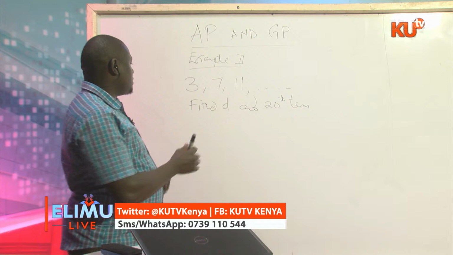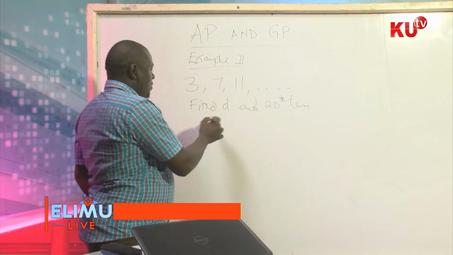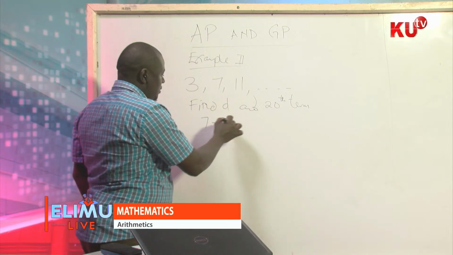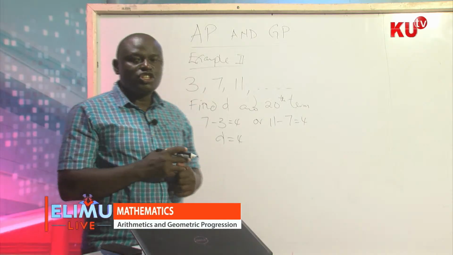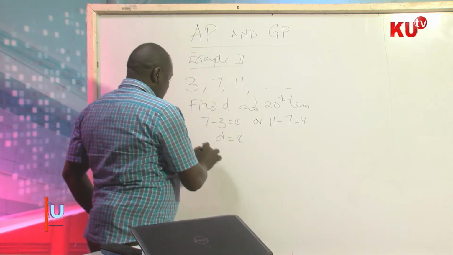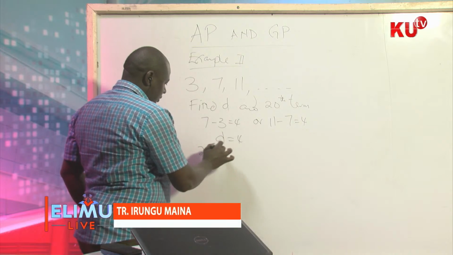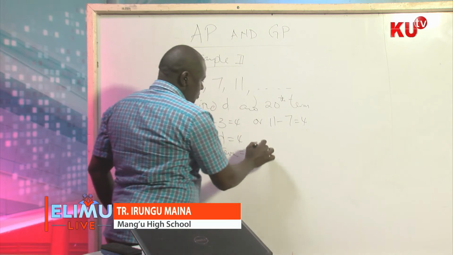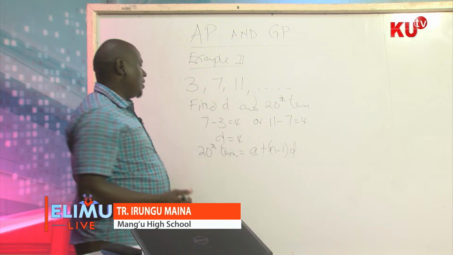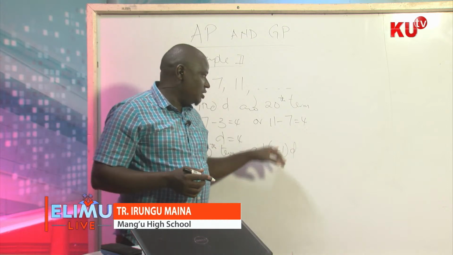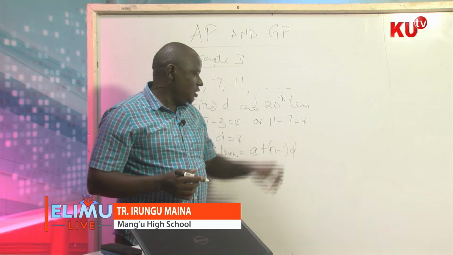Let's do that. d, we have already found. We have said it is 7 minus 3, which is 4, or 11 minus 7, which is 4. So our d is 4. Then, what is our 20th term? Our 20th term shall be given by the formula a plus n minus 1 of d. Our a is 3, n is 20 and d is 4.